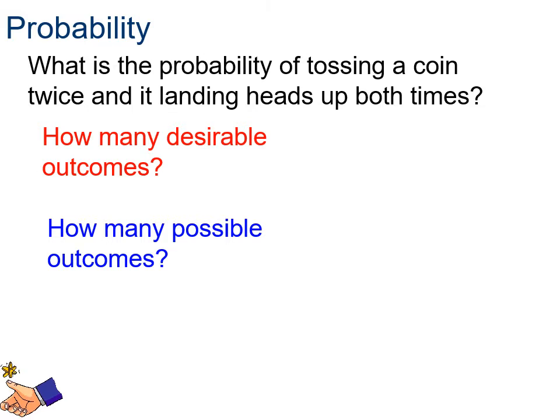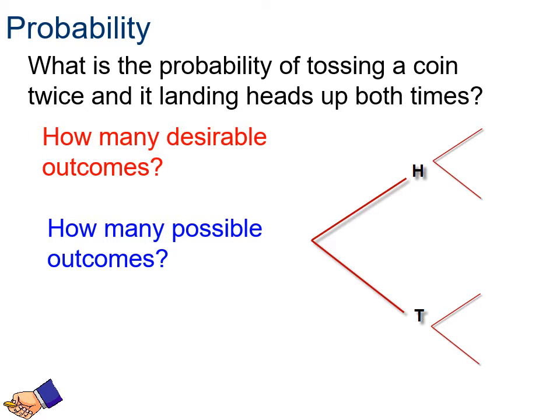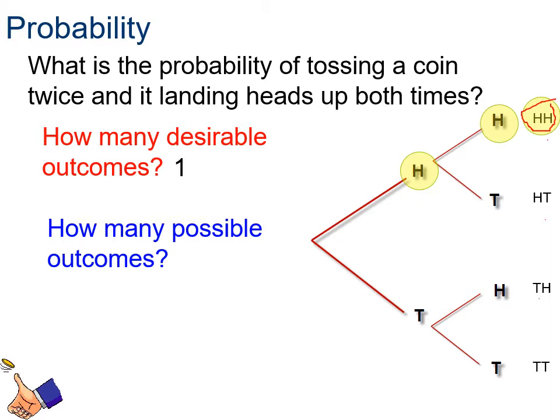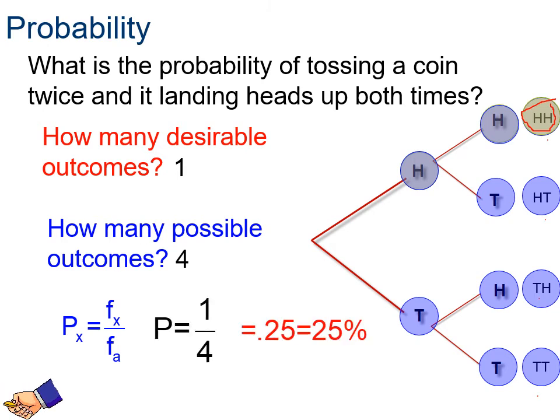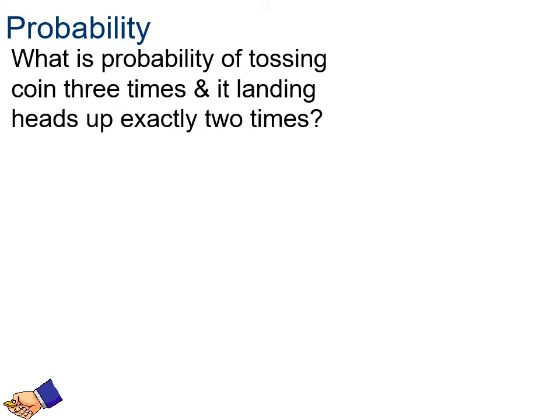Well, how many desirable outcomes are there? So here we're going to have 1 set of trees, and then we're going to have another set of trees for the second flip. Well, how many desirable outcomes? There's one desirable outcome, heads, heads, right? So there's only one desirable outcome. Well, there's 4 possible outcomes: 1, 2, 3, and 4. So the possible outcomes is going to be 4. So our probability is going to be 1 divided by 4, or 0.25, or 25%.